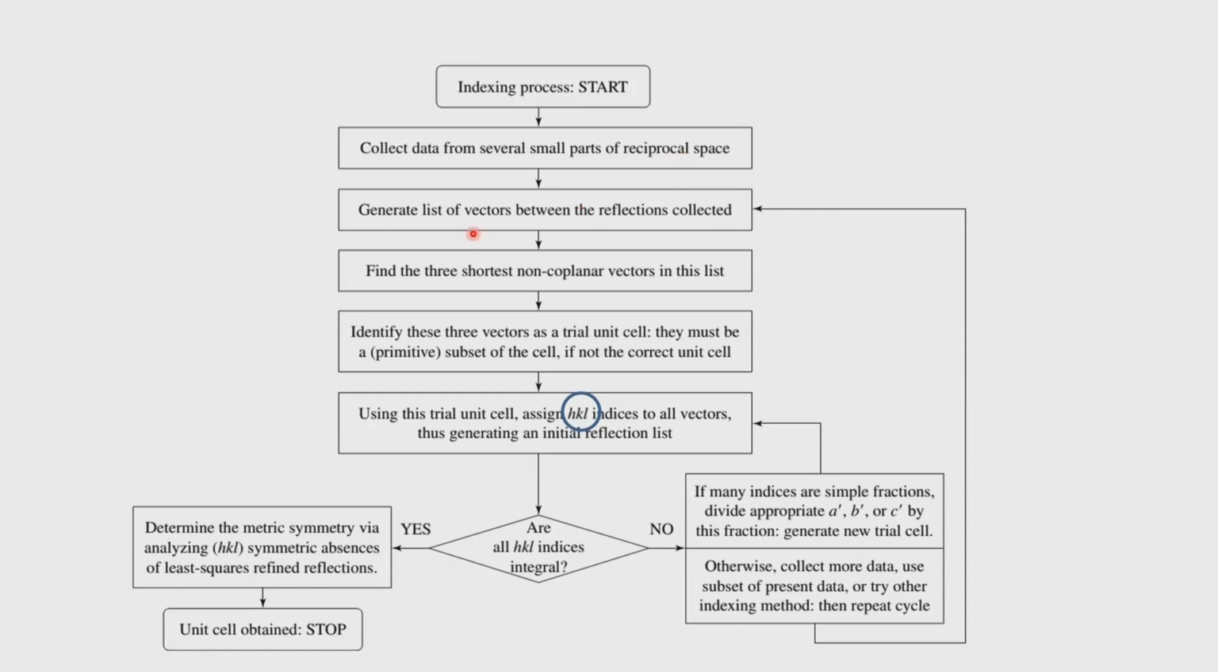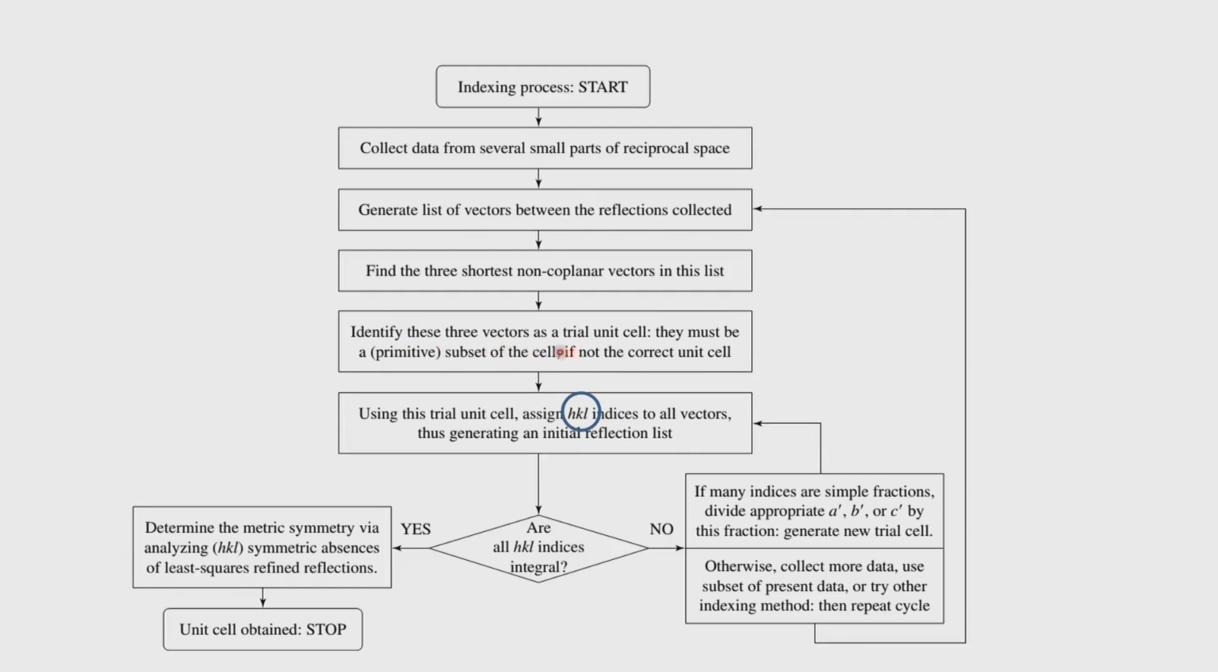Having got that, you generate a list of vectors between the reflections collected, in such a way that you find the 3 shortest non-coplanar vectors in the list. They should not be in the same plane, so they should not be coplanar. Among the set of spots which you have got, find the shortest non-coplanar vectors from the list. It is believed that these 3 vectors will give us the trial unit cell. It may not be the correct unit cell, but you just select the 3 shortest non-coplanar vectors. They must be a primitive subset of the cell, if not the correct unit cell. This is something which we have to examine.